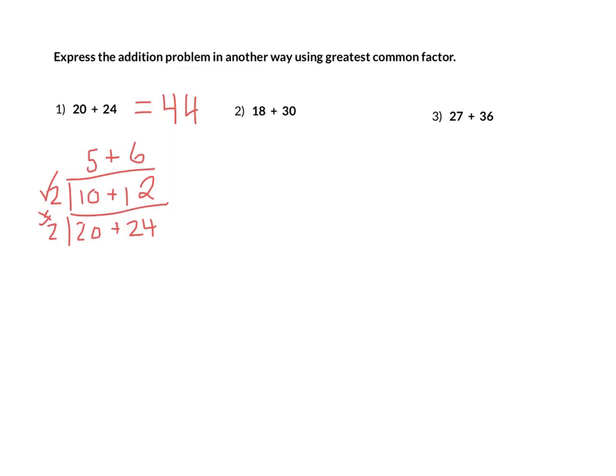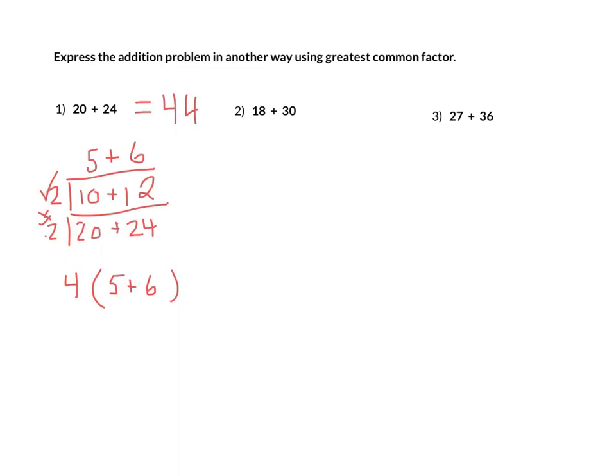But I can rewrite this as that 5 plus 6 that I just created. 2 times 2 is 4. So if I check this, 5 plus 6 is 11. If I multiply 4, it's 44. All I'm doing is factoring out what they have in common and then multiplying what's left.